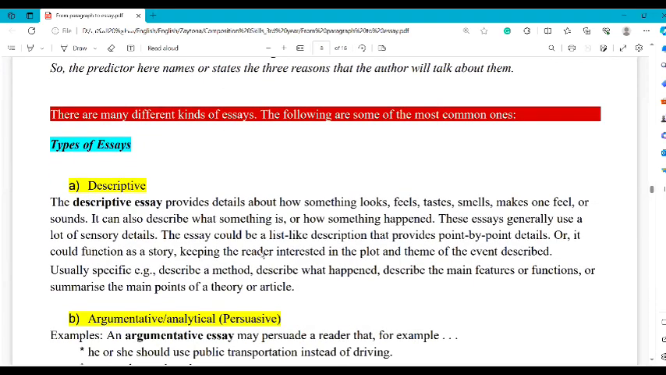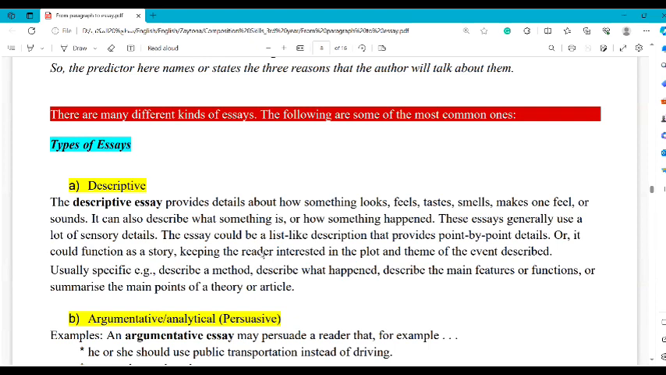Let's now move to the kinds or types of essays. Actually, we have many types of essays, but some are the most common ones, which are popular. But actually, we have so many types of essay. Let's start with the first one, which is the descriptive essay.